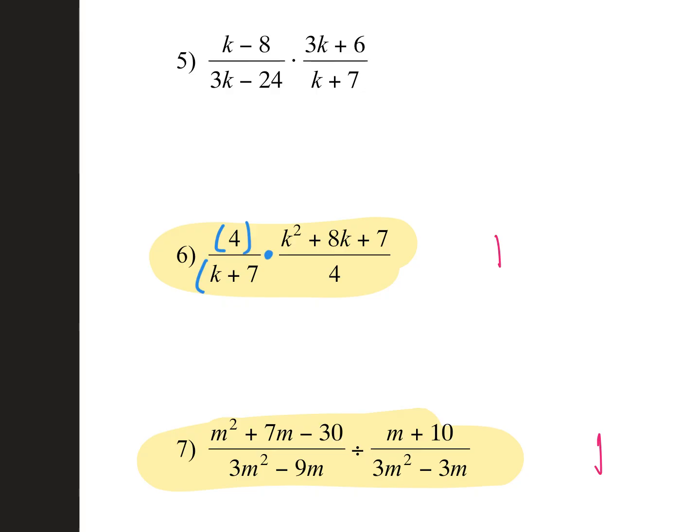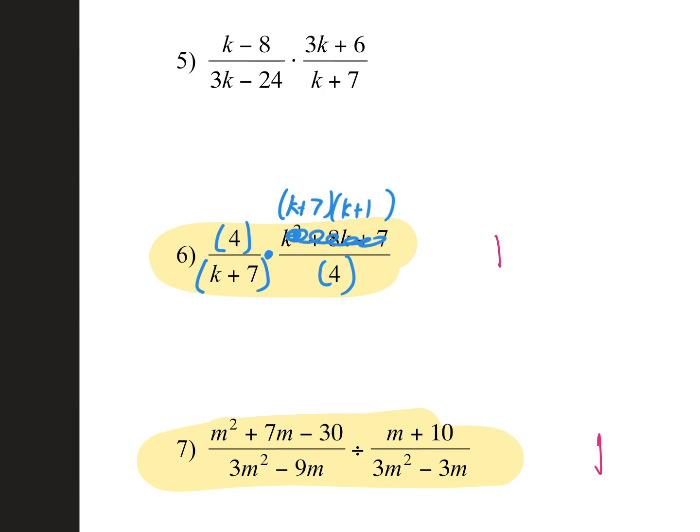K plus 7 will just stay. Can I do anything with this 4? No. Can I factor here? What's k squared plus 8k plus 7? Well, we're going to multiply A times C. So 1 times 7 is 7. What are the factors of 7 that multiply to give you 7 but add to give you 8? Okay, so k plus 7 and k plus 1.